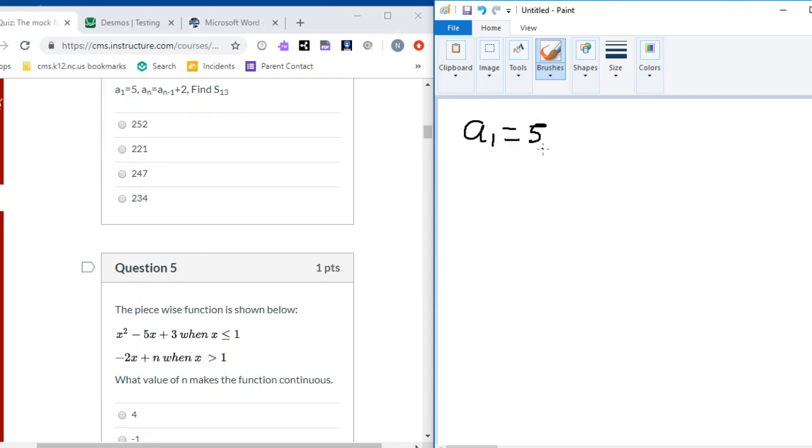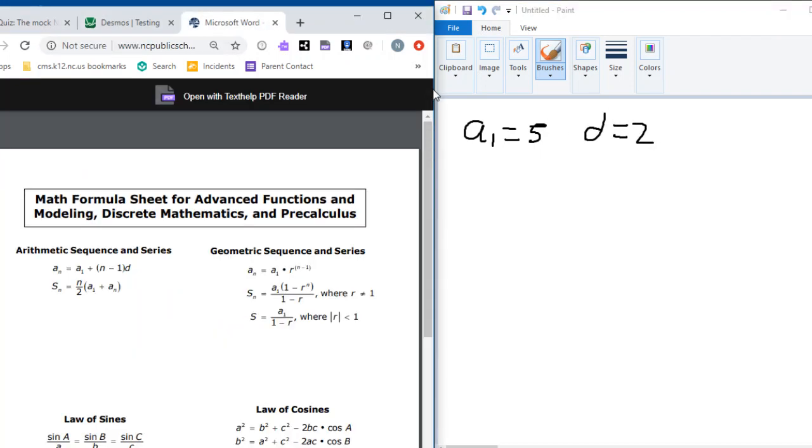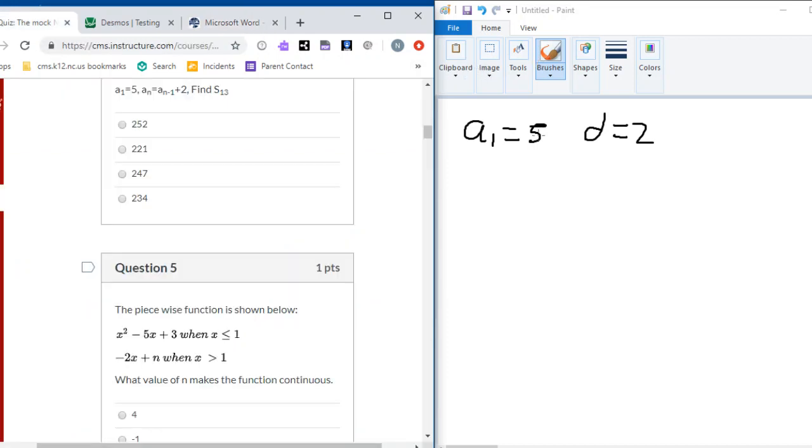a1 equals 5. We have to know our common difference. Each term is the previous term plus 2, so our common difference is 2. Our formula for a term is Sn is equal to n over 2 times a1 plus an. So to find an, we would just need to find a13. To do that, we would need to find our explicit formula. An is equal to a1, 5, plus n minus 1 times d, which is 2.